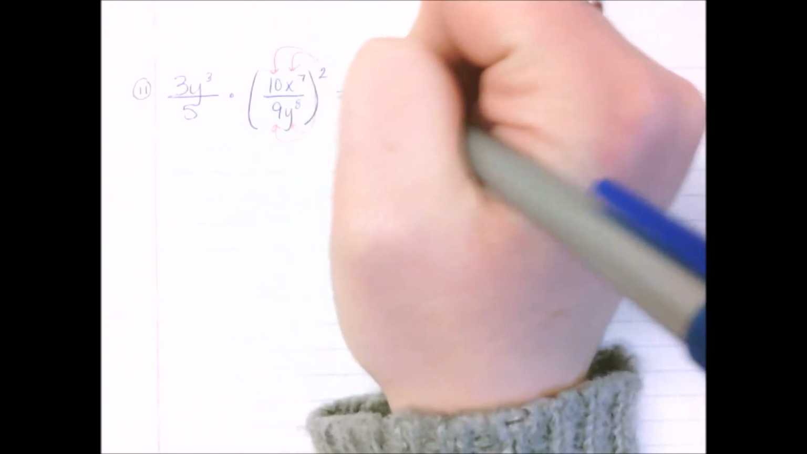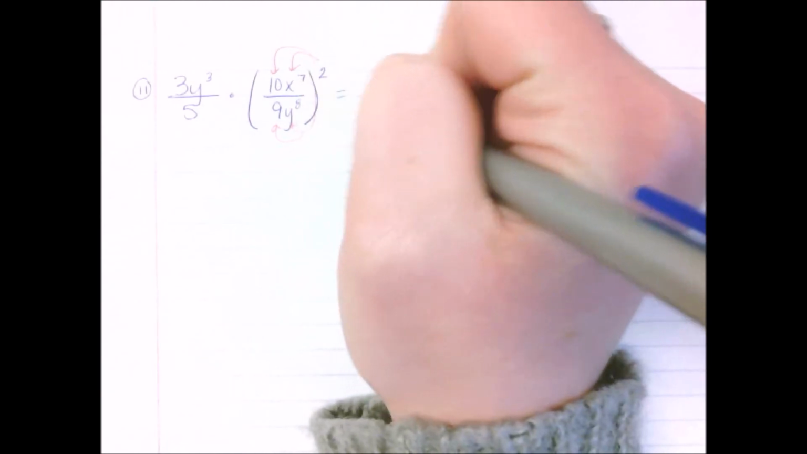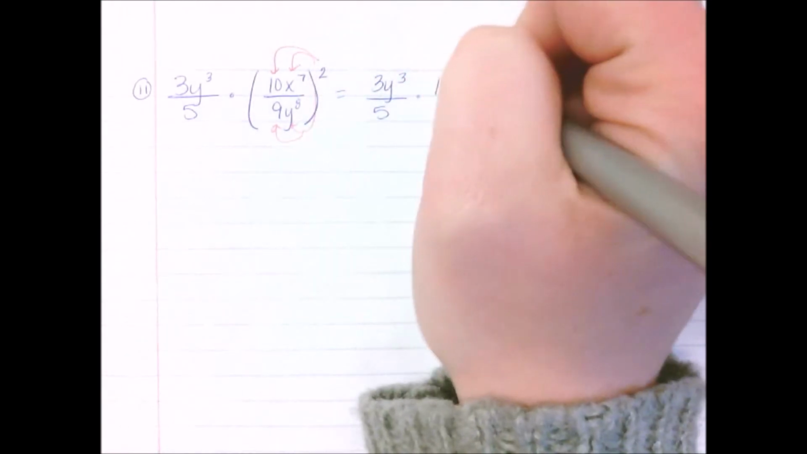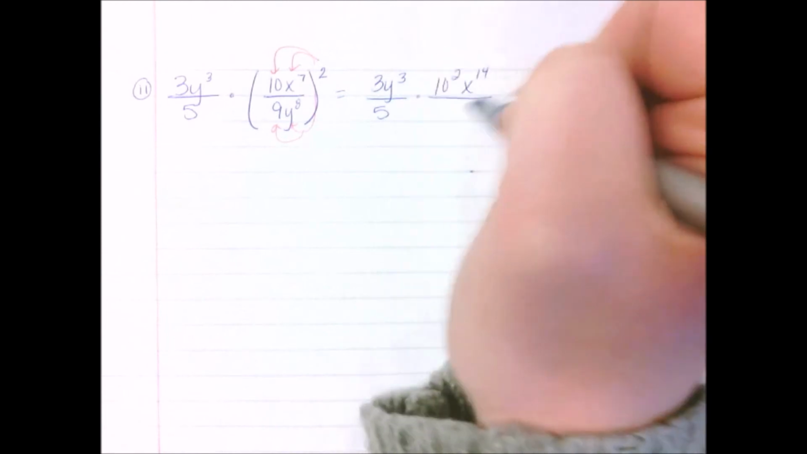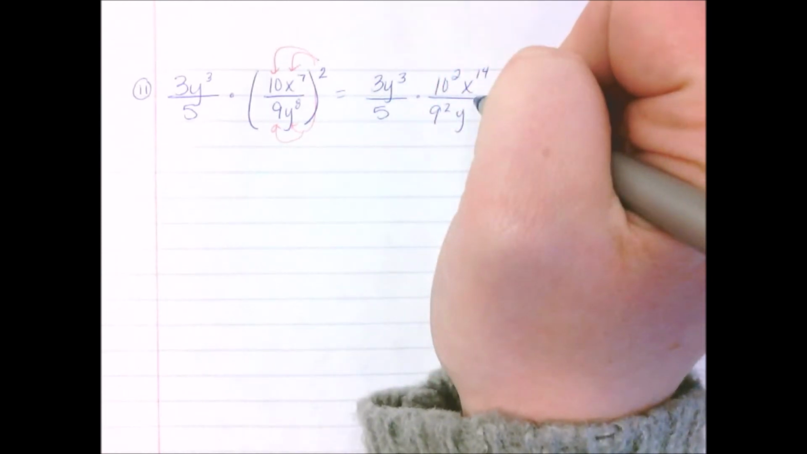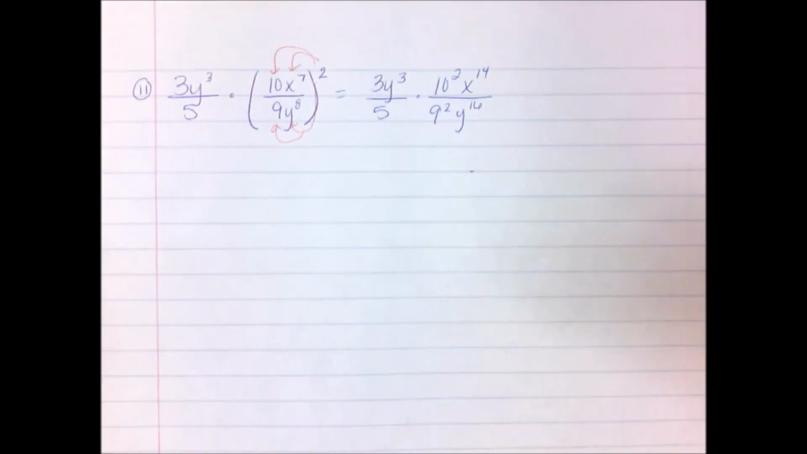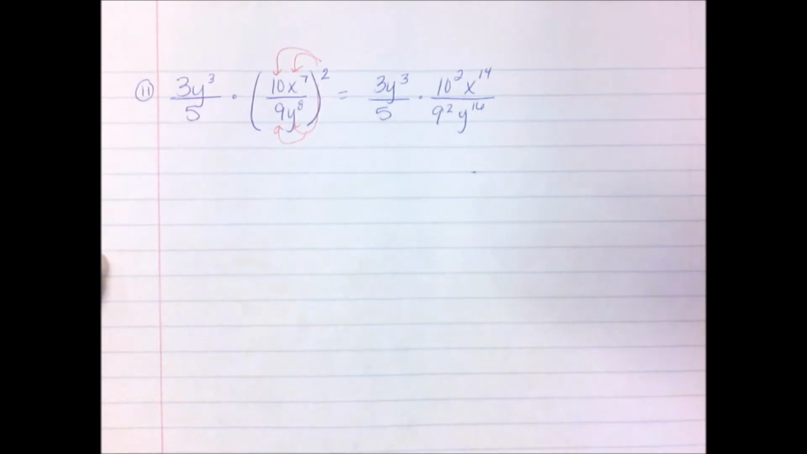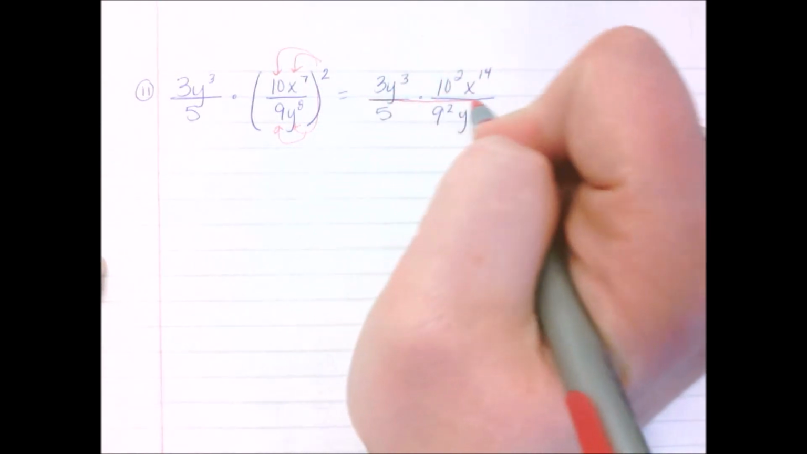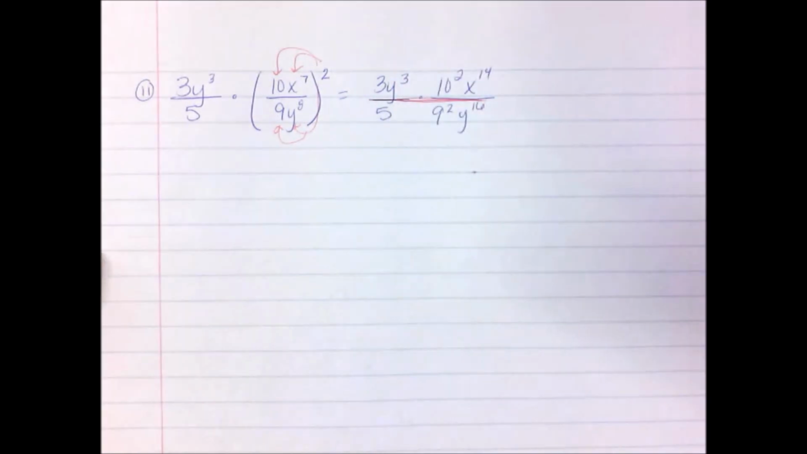I need to bring this 2 into every piece in that second power. So I'm going to bring over my 3y to the 3rd over 5, and then have 10 to the 2nd, x to the 14th, 9 to the 2nd, and then y to the 16th. Because I multiply this 2 with the 7 and 8 that are already there and tack it on the 9 and the 10. Next, I'm going to go ahead and push my fractions together. So when I multiply them all together, it's like putting them all in one big fraction together. And then I'm going to start evaluating my exponents.